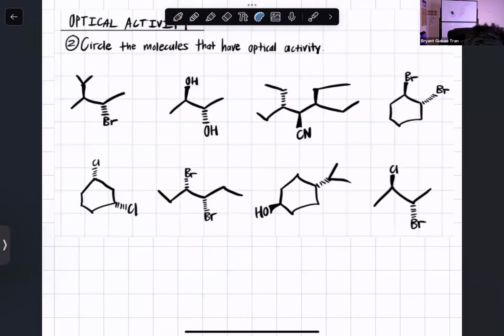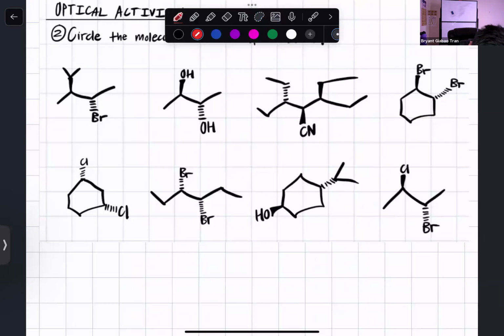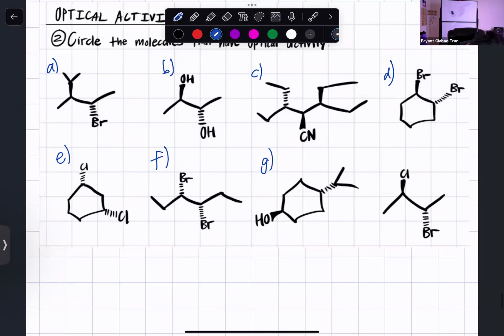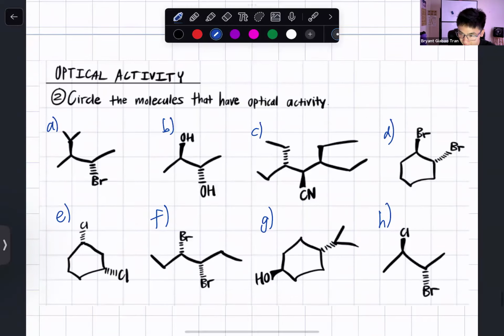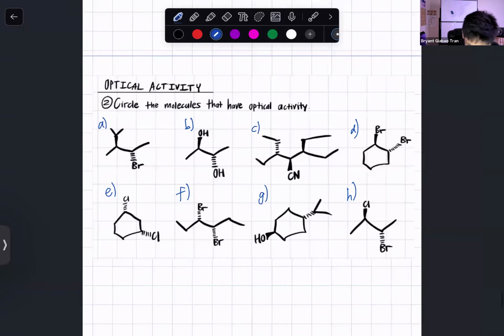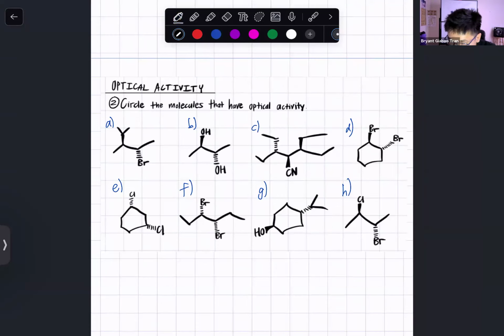Let's label these parts A, B, C, D, E, F, G, H. Which one of these will have optical activity? While you guys work on that, I'll answer the other questions.